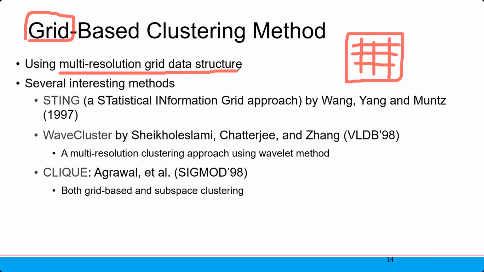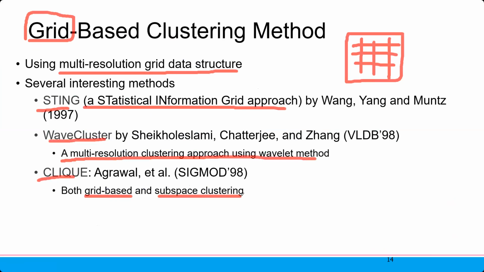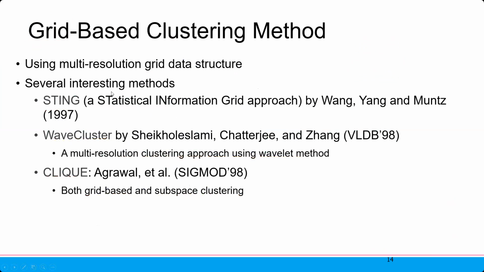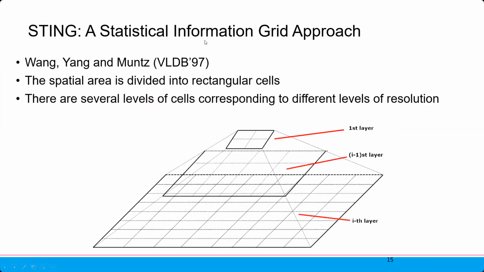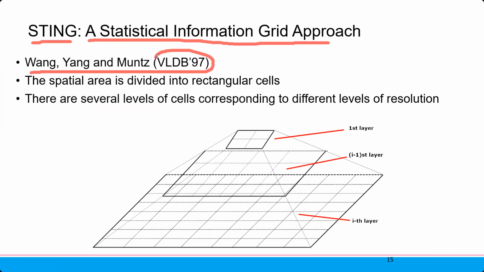There are some interesting methods like STING, the statistical information grid approach, WaveCluster using the wavelet method, and CLIQUE. But CLIQUE, we can mention this is a grid base, or sometimes people mention this as subspace clustering. So the STING, what is STING? This is an algorithm based on the statistical information grid approach. It has been proposed in this year, 97.